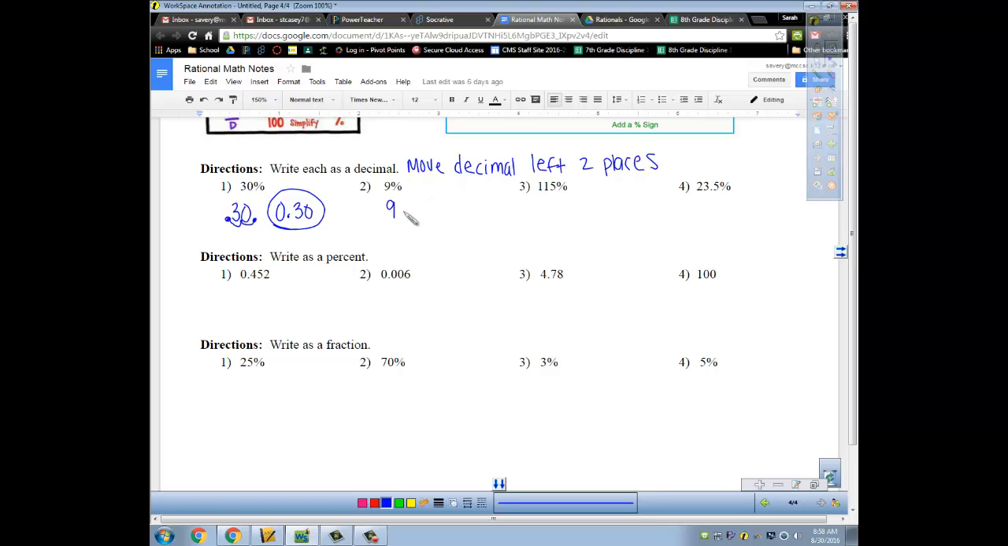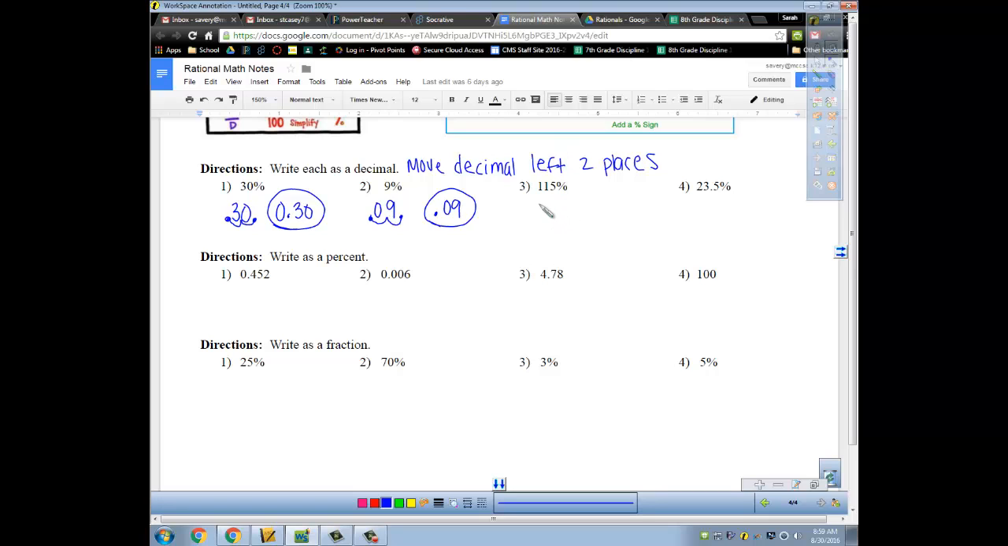Number 2, again, don't see a decimal, so I know it's at the end. So we're going to move it twice. Some people only move it once and they mess up. When we move it twice, this gives us an open spot right here, so that's 0. So it's 0.09. And again, you can put a 0 in front of that if you want.